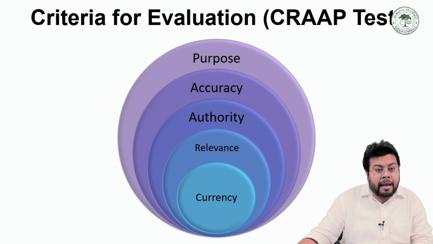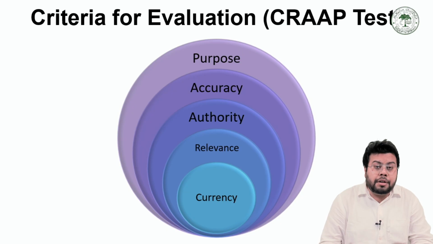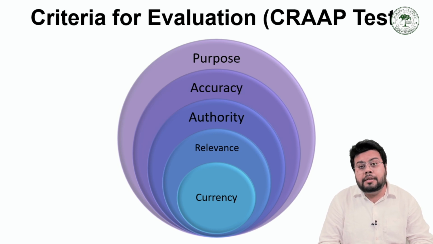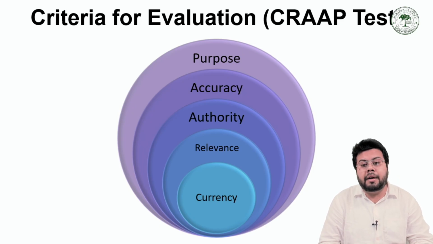Then we have another A, that is authority. Authority concerns the credibility of the author or the publishing body. Researchers should evaluate the author's qualifications and academic background, institutional affiliations, research expertise in the subject area, and number of scholarly citations. An authoritative source is usually produced by experts or recognized by academic institutions.